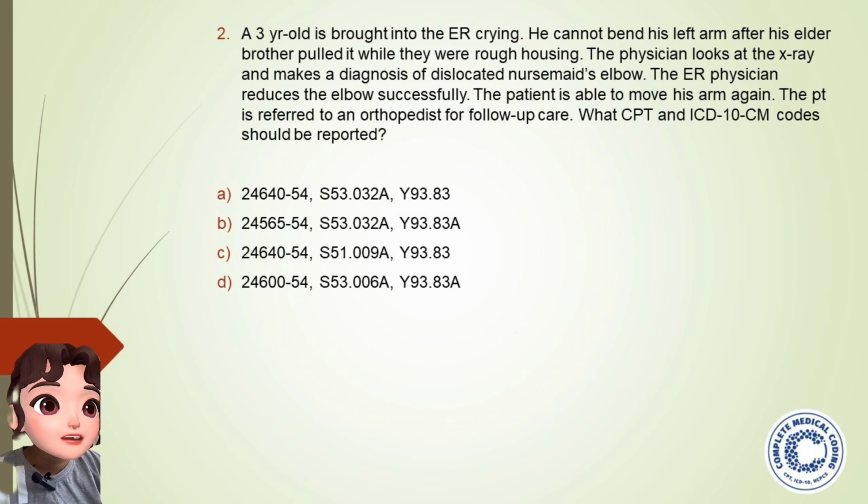So here, the patient is brought to the emergency. The patient is a 3-year-old boy. He was playing with his brother, roughhousing. After the physician looks at the X-ray, he makes a diagnosis of nursemaid's elbow. Nursemaid's elbow is the diagnosis, so you have to code for the nursemaid's elbow first. Let's look into the options one by one.